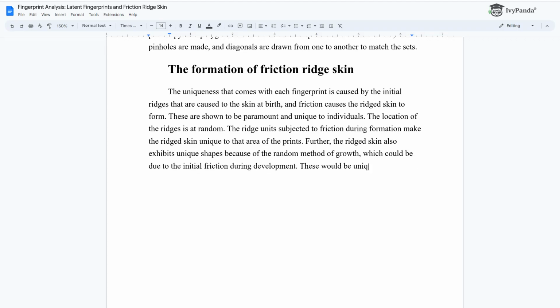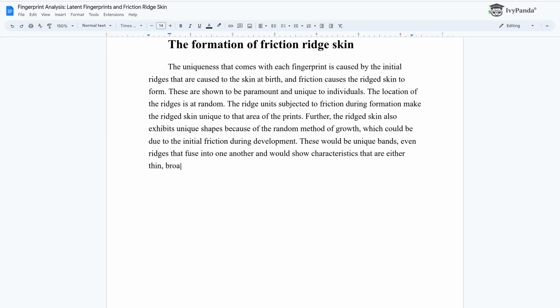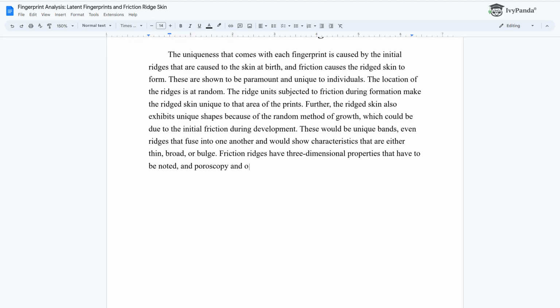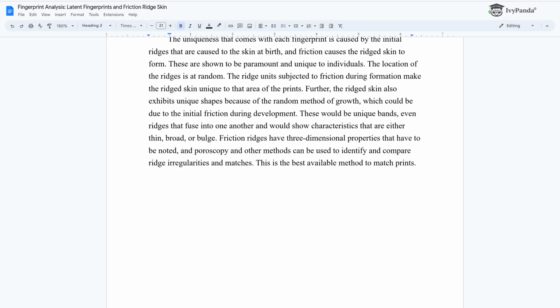These would be unique bands, even ridges that fuse into one another, and would show characteristics that are either thin, broad, or bulge. Friction ridges have three-dimensional properties that have to be noted, and poroscopy and other methods can be used to identify and compare ridge irregularities and matches. This is the best available method to match prints.